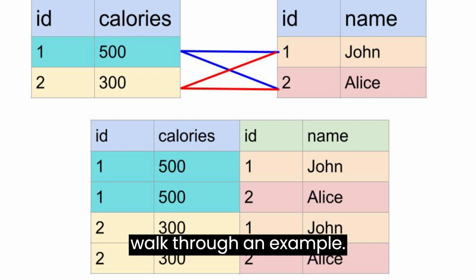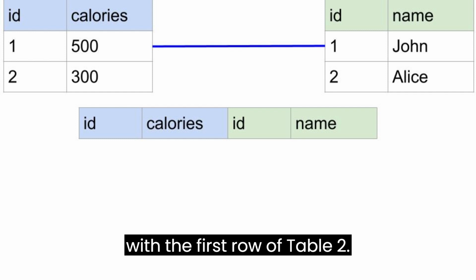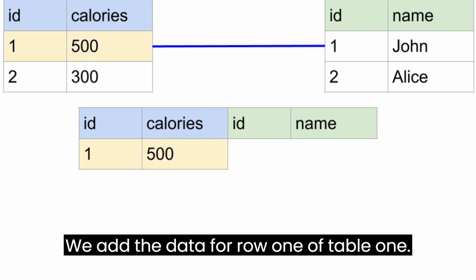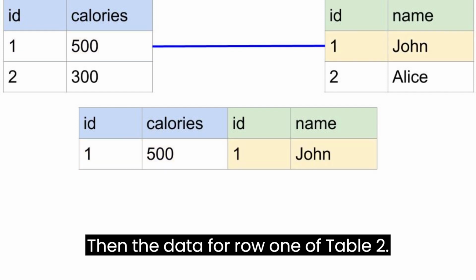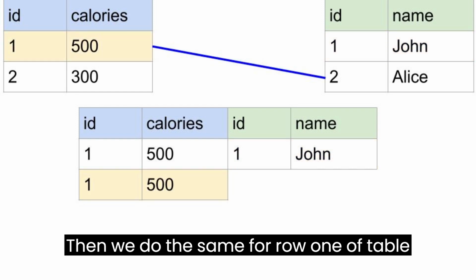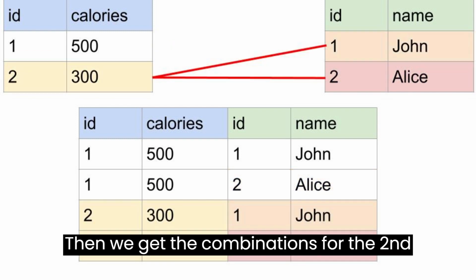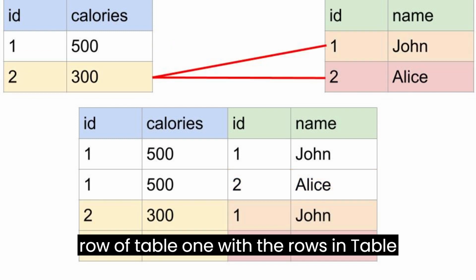Let's quickly walk through an example. First, we combine the first row of table 1 with the first row of table 2. We add the data for row 1 of table 1, then the data for row 1 of table 2. Then we do the same for row 1 of table 1 and row 2 of table 2. Then we get the combinations for the second row of table 1 with the rows in table 2.